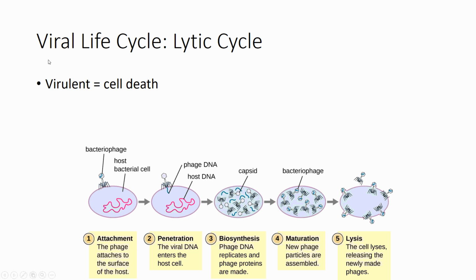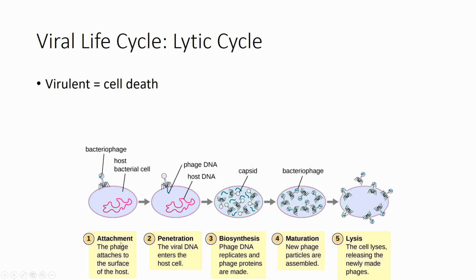The most simplistic viral life cycle is considered a lytic cycle, and it's represented by the bacteriophage. The lytic cycle is considered virulent because cell death is always the end result. With the lytic cycle, we have 5 steps: attachment, penetration, biosynthesis, maturation, and lysis.